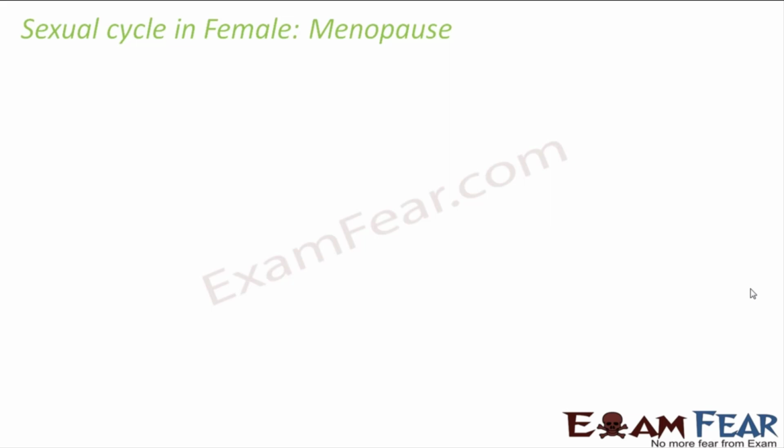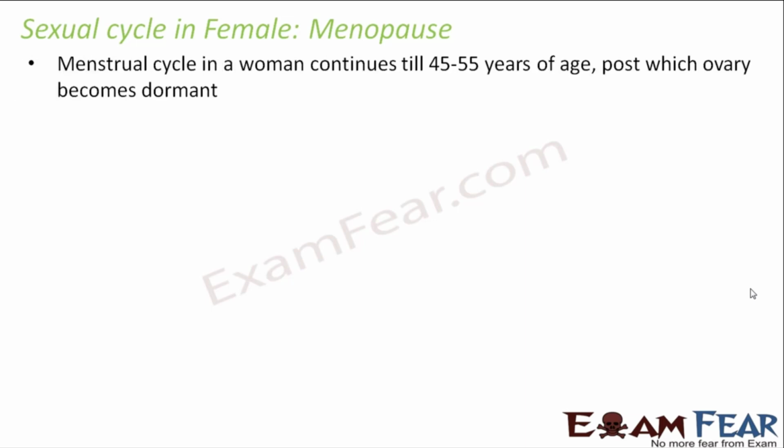Now, what is the maximum limit for reproduction? Can an old man of 80 years and a woman of 75 years both reproduce? Let us see what happens. Now, the menstrual cycle in a woman continues till 45 to 55 years of age, post which the ovary becomes dormant. That means the ovary of any female will remain active only till 55 years of age.